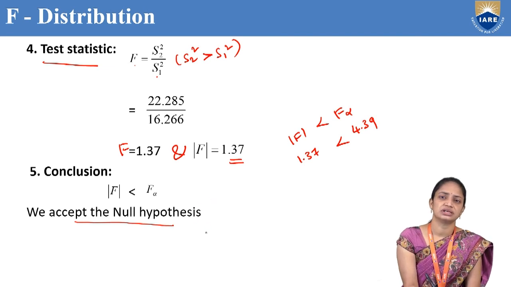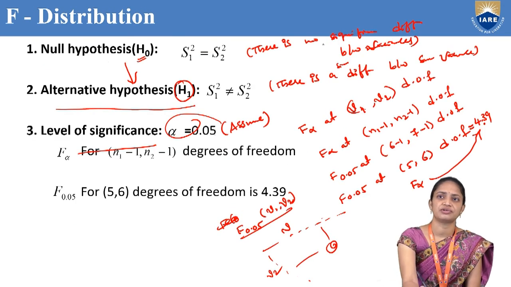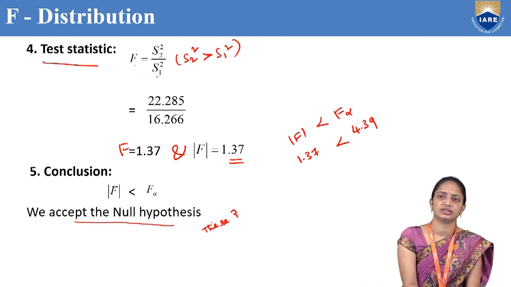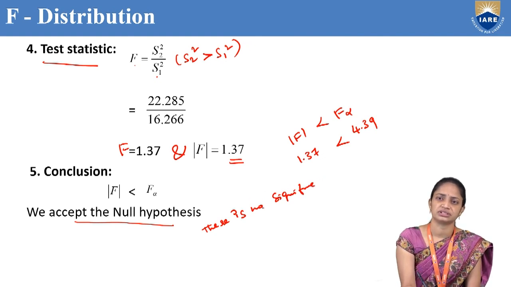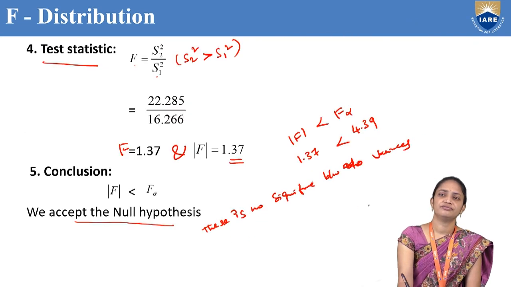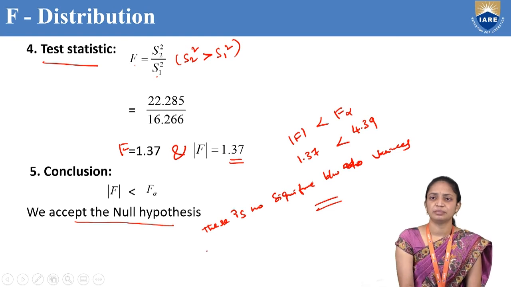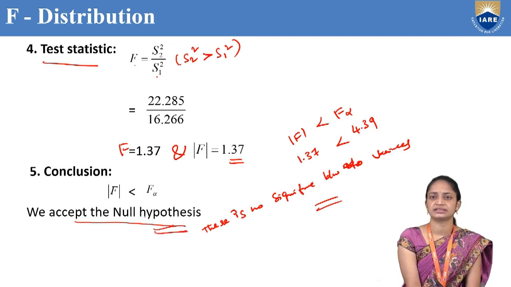So what is the null hypothesis? We have already taken it in the null hypothesis: there is no significant difference between the variances. This comes from the question. So there is no significant difference between the variances. That means the statement we have taken in the null hypothesis is a true statement, so we accept that statement.